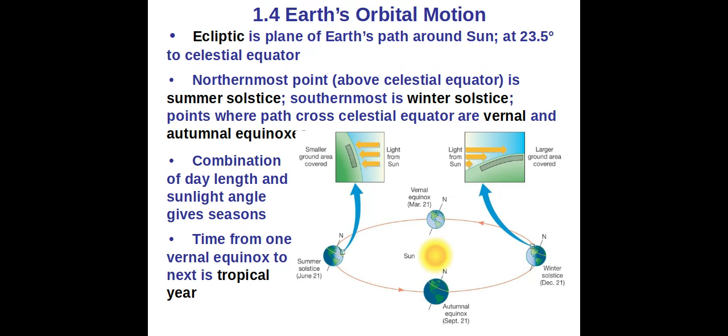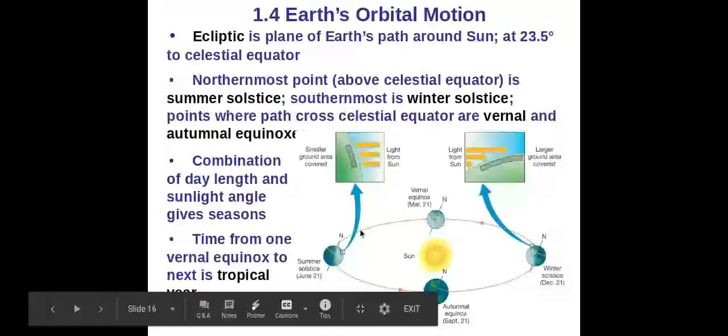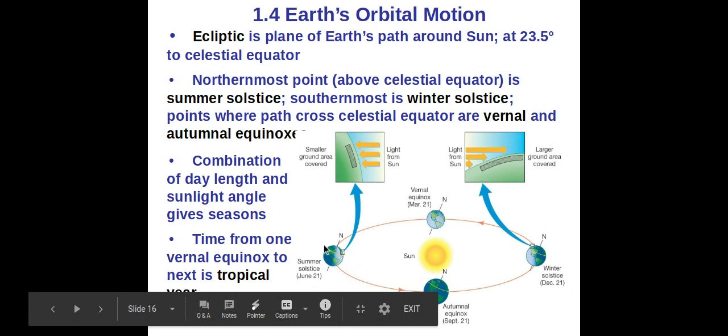So the ecliptic is the plane of the Earth's path around the sun. We talked about that in the other video. The northernmost point above the celestial equator is the summer solstice. Southernmost is the winter solstice. And that has to do with the angle of the Earth opposed to the sun. So that's 23.5 degrees that we are angled. That gives us our seasons.